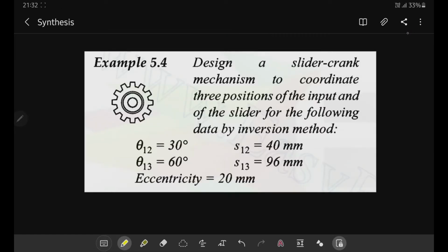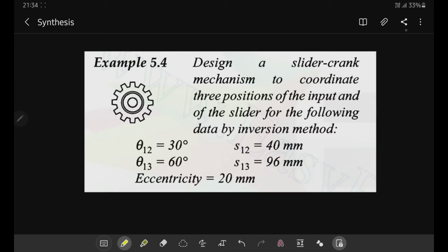Now let us look at the third problem. There is a slight modification here. We are given a slider crank mechanism, which is just an inversion of the 4-bar mechanism. As usual, theta 1 2, theta 1 3 are given. We already know what those are. Theta corresponds to the input crank. Here the 4th link is modified by a sliding pair. So we are given the distances S12 and S13. Now I'm telling the difference between theta and S.